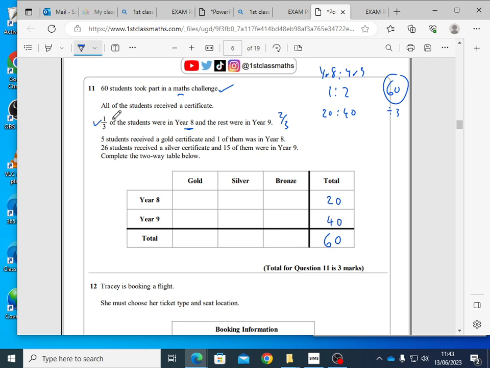We've done that bit. 5 students received gold certificates, and one of them was in year 8. So gold certificate 5, and one of them was year 8, so 4 must have been year 9. So we've done that bit. 26 students received a silver certificate, and 15 of them were year 9. So 26 received silver, and 15 were 9. So that means 11 were year 8. Okay, done that bit.